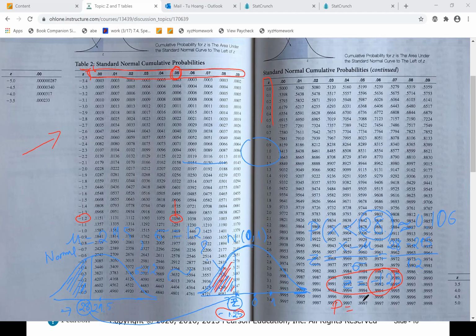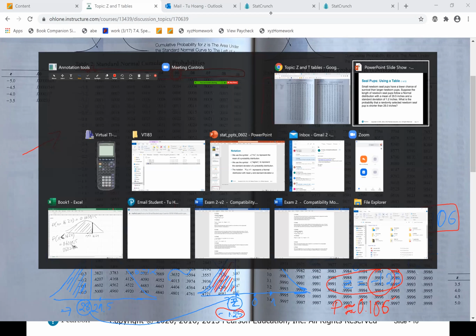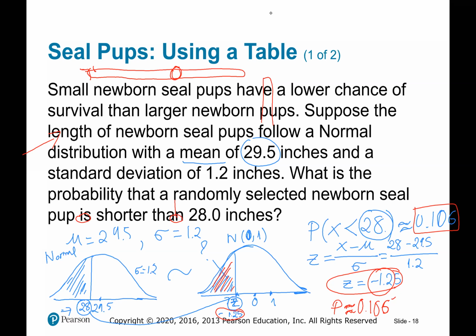So that should be the answer: the probability is going to be equal to 0.1056, or if I make it 3 digits, it should be 0.106, which is exactly the number that I found from StatCrunch. You see that? Okay, so that is a way by using the z table. Okay, let me combine with the PowerPoint, and I'm going to move to the next page now.